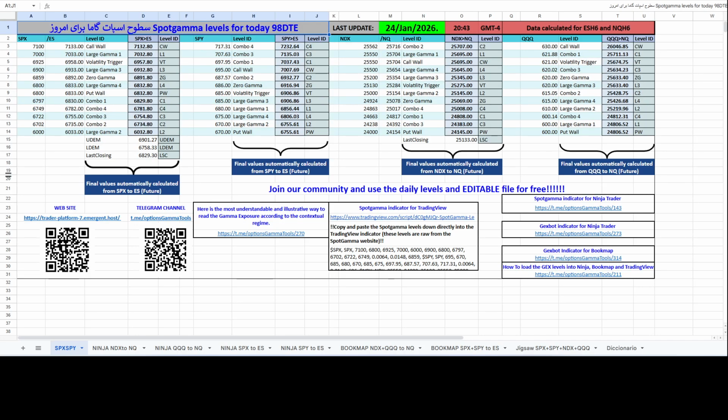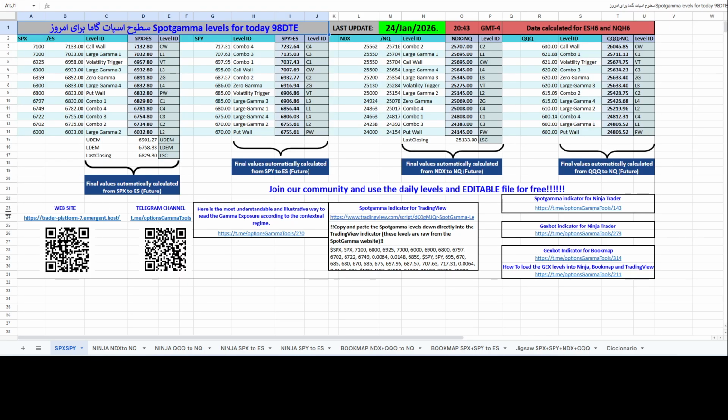Hi, this video is to explain how to use the spot gamma levels and the other tools that you can use every day for trading, in order to use the gamma exposure information from all the options markets. In this case, I always use the SPX, NDX, SPY, and QQQ levels. You can see it here, this is the spreadsheet that I upload every day in the Telegram channel.